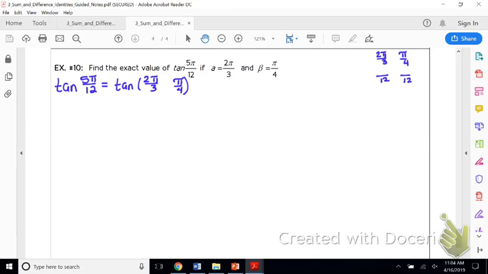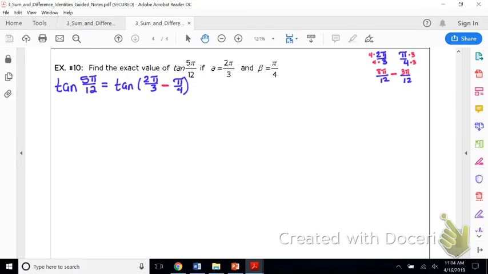So to get the 12, I multiply the 3 by 4. So multiply the top by 4. To get the 12, I multiply the 4 by 3. So multiply its numerator by 3. And will I need to add or subtract 8 pi and 3 pi to get 5 pi? Subtract. So we're going to use a subtraction symbol in between them.